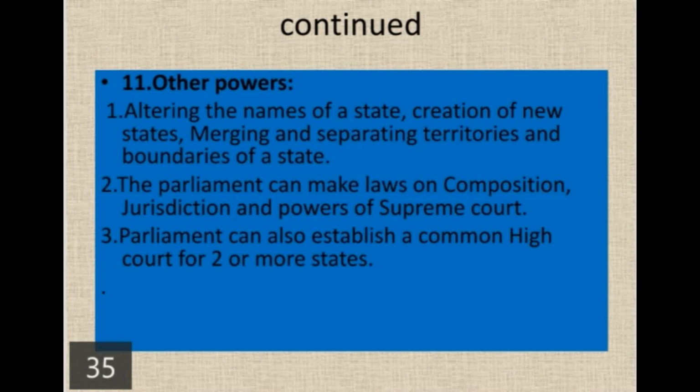That means if sometimes the Supreme Court tries to intervene with the government, the parliament, by different laws, will try to bring in some changes to the jurisdiction of the Supreme Court, including its powers. And the parliament can also establish a common high court for two or more states. That means based on necessity and the area covered by the states, the parliament can decide whether to have a common high court for two or more states. So this is about the powers of the parliament.